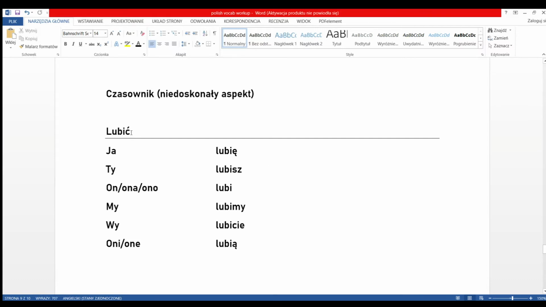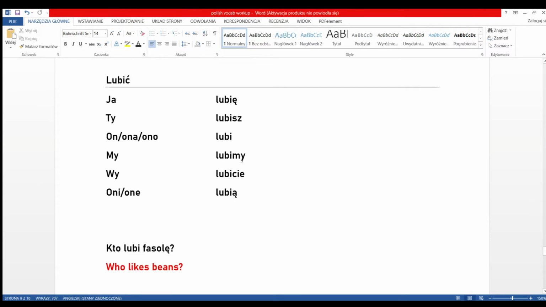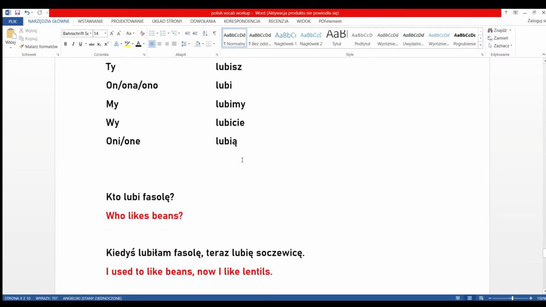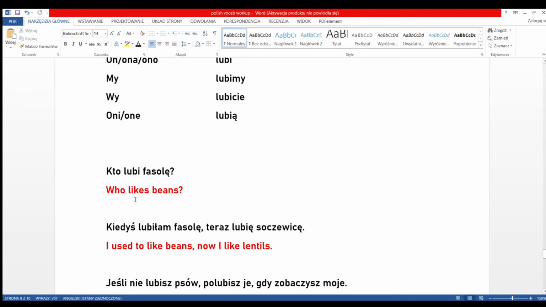Here I have the simple conjugation of the present of the niedoskonały aspect, which is the imperfective aspect, and then the point is to see some examples about this verb. So let's start. Who likes beans? Kto lubi fasolę? Okay, so this is the imperfective aspect. Why? Because the perfective aspect is polubi fasola. So polubi means who will like, but we cannot say this in this situation.